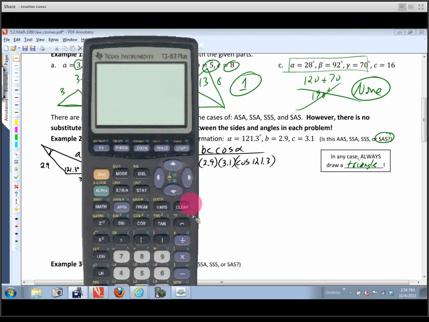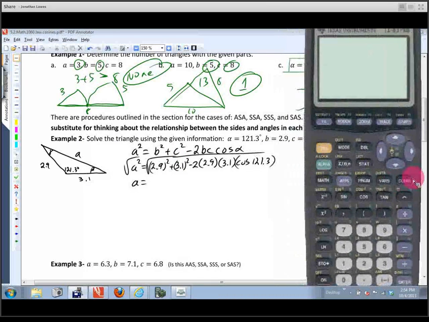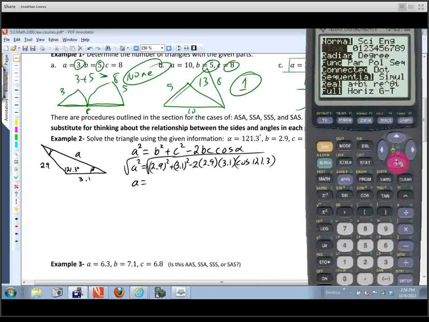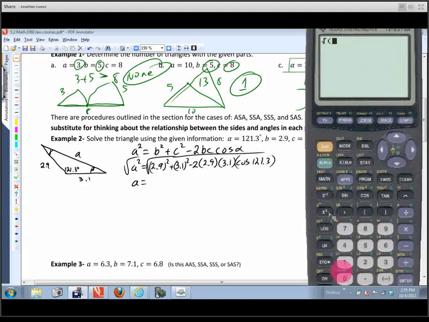and let's grab the calculator and have it figure this out for us. So we're going to make sure that we're in the right mode. Make sure we're in degree mode. And then we're going to come back here and we're going to do a square root. And then I'm going to do 2.9 squared, and then plus 3.1 squared, and then minus 2 times, and I'll go ahead and put the times in here, 2.9 times 3.1 times cosine of 121.3.